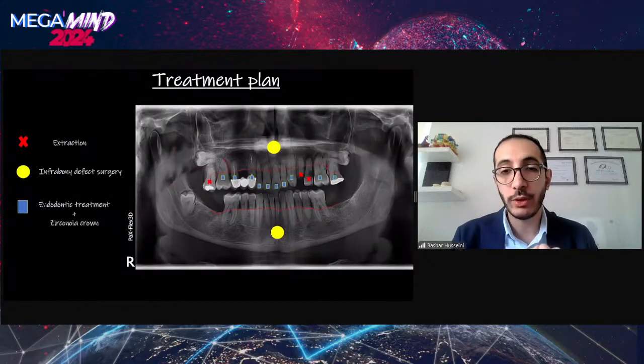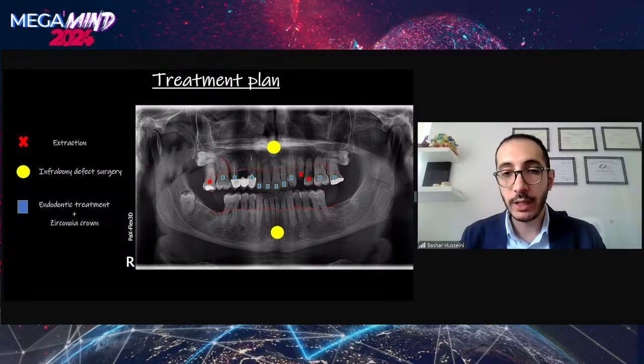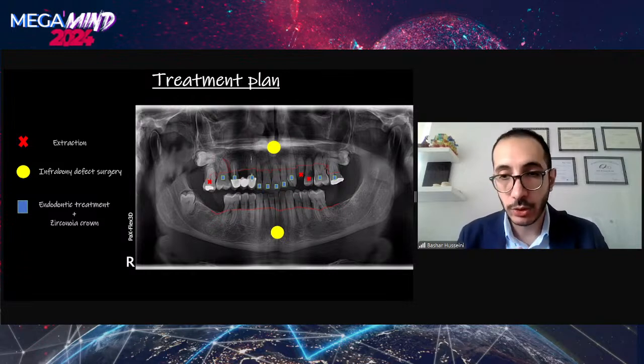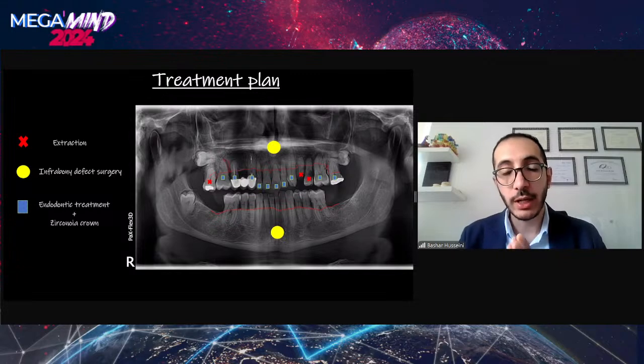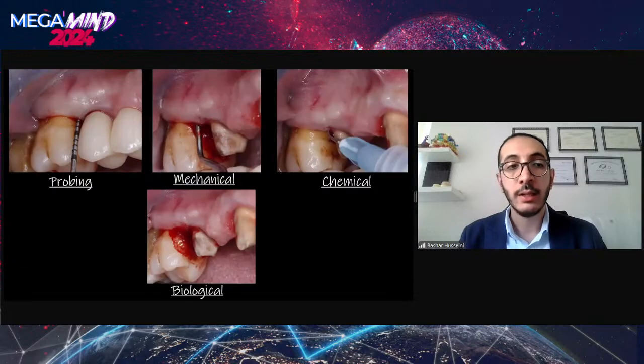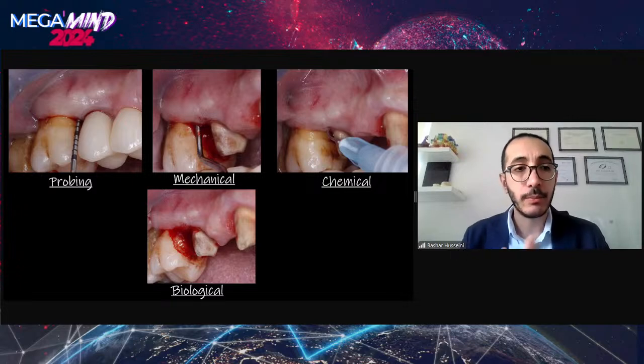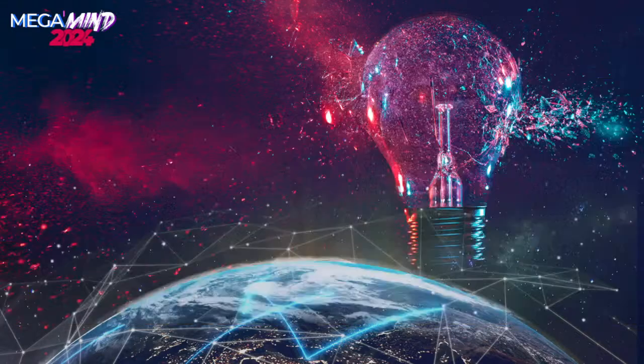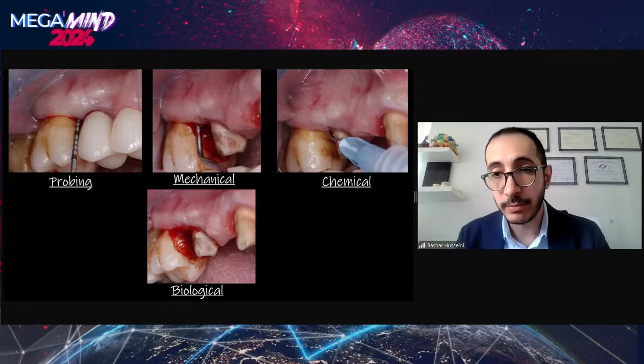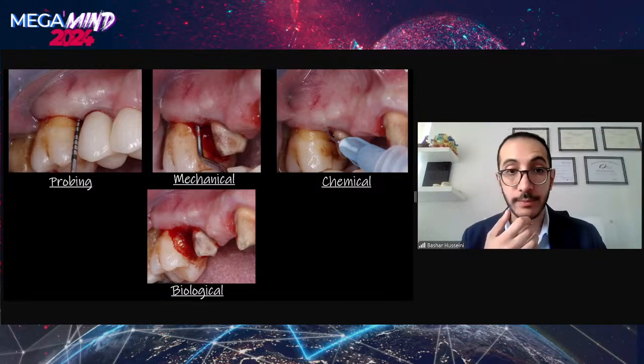I decided to perform periodontal therapy, which means deep scaling, mechanical and chemical, and then infrabony defect surgery. And when the periodontium is stable, I would go to endodontic treatment and zirconia crowns. I started with a normal deep scaling, probing, showing those 6 millimeters and 5 millimeters, mechanical debridement using curettes, chemical, and biological using hyaluronic acid, cross-linked hyaluronic acid.